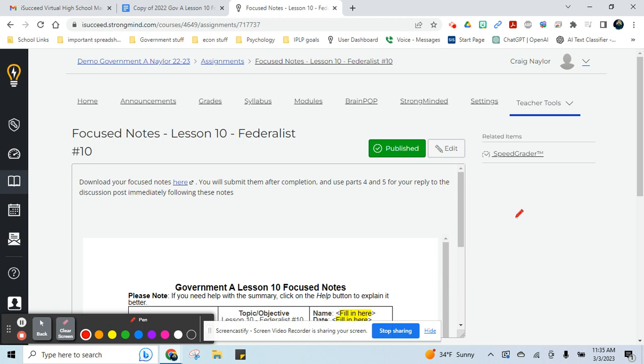Hey, it's me again. I can't see my face this time, but I'm going to walk you through the basics of focus notes for lesson 10. They are surprisingly about Federalist number 10.